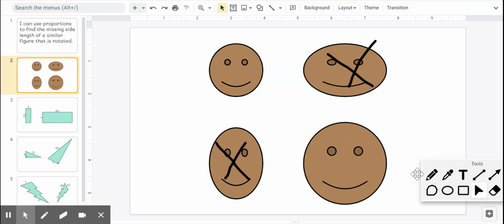But now we can also take that similar object and we can rotate it. It's still similar. So we're going to be working on finding the missing length if a similar figure is rotated.